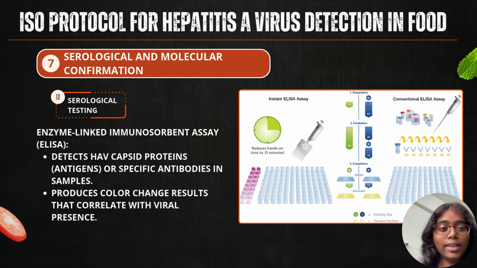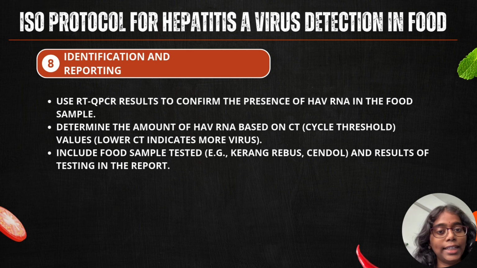For serological testing, enzyme-linked immunosorbent assay, ELISA, is done. It detects HAV capsid proteins, antigens, or specific antibodies in samples. It also produces color change results that correlate with viral presence. Here, the picture shows the comparison between instant ELISA assay and conventional ELISA assay. The eighth step is identification and reporting.